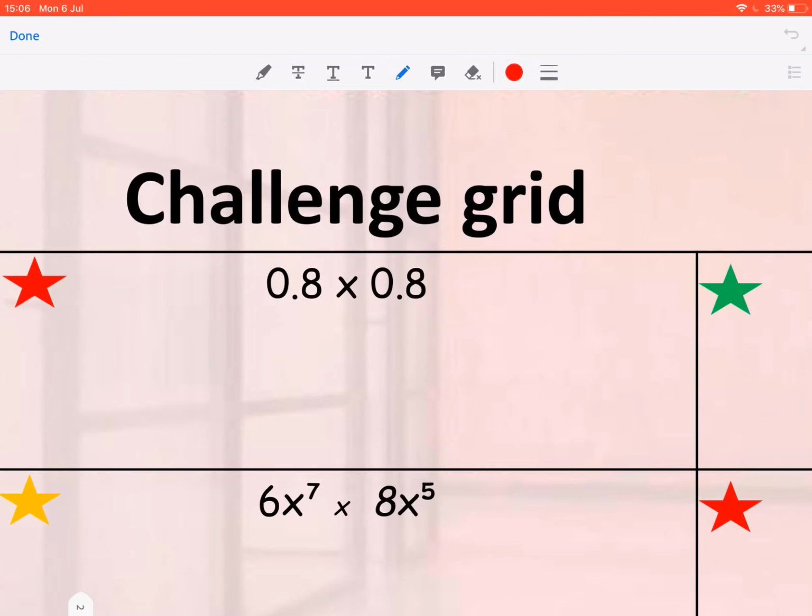0.8 times 0.8, 8 times 8 is 64. Then I've got 2 numbers after the decimal point in the question, so I've got to count back 1, 2 and put a decimal point in my answer. Remember, a 0 goes before the decimal point.